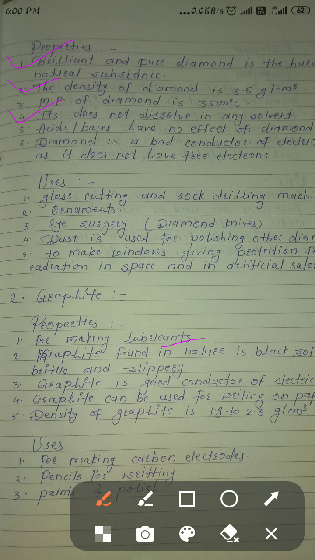Then fourth point, it does not dissolve in any solvent. For example, NaCl, sodium chloride, dissolves in water, but diamond does not dissolve in any solvent. Fifth point, acids and bases have no effect on diamond. Diamond is a bad conductor of electricity as it does not have free electrons. Therefore it is a bad conductor of heat and electricity.